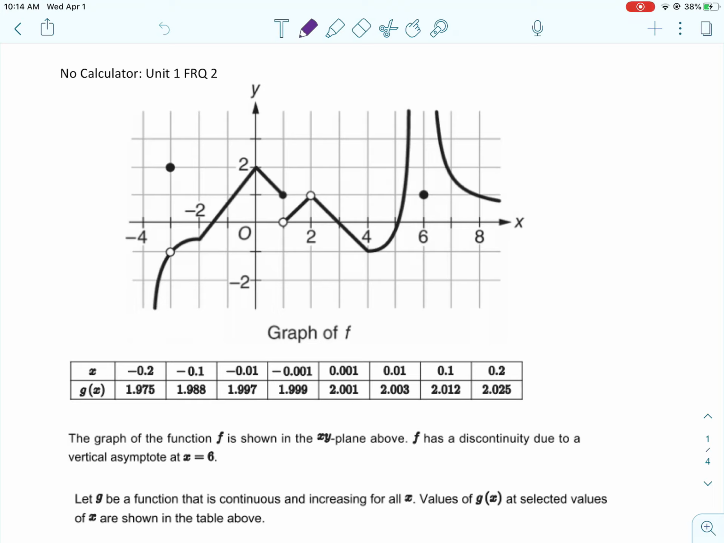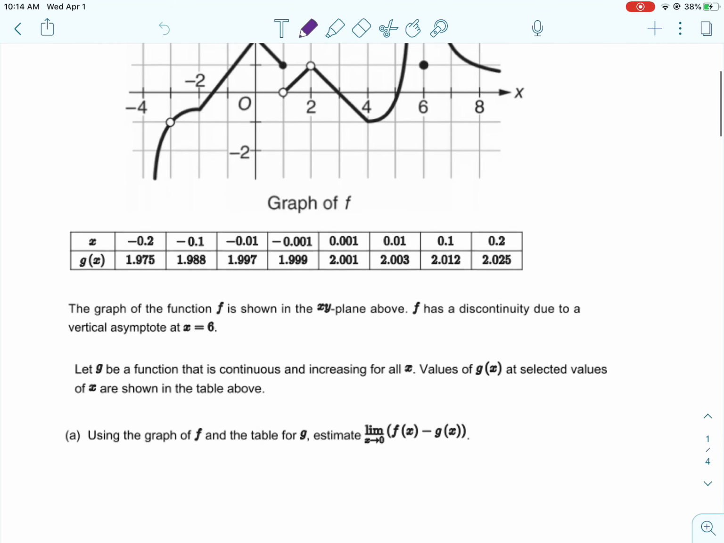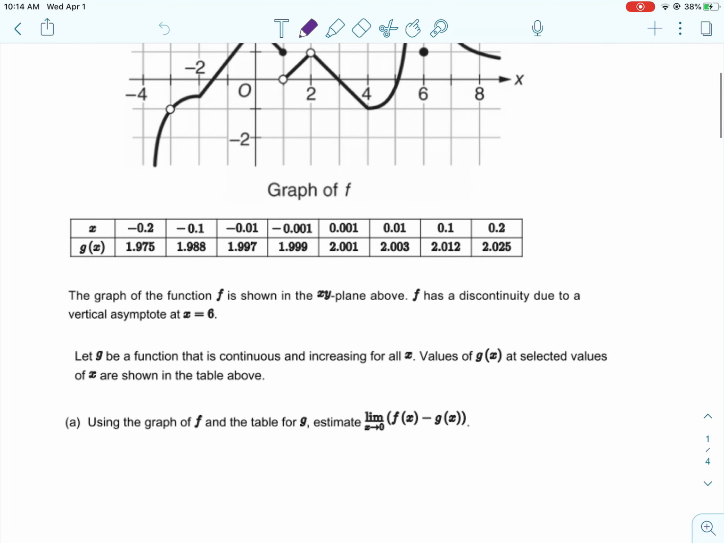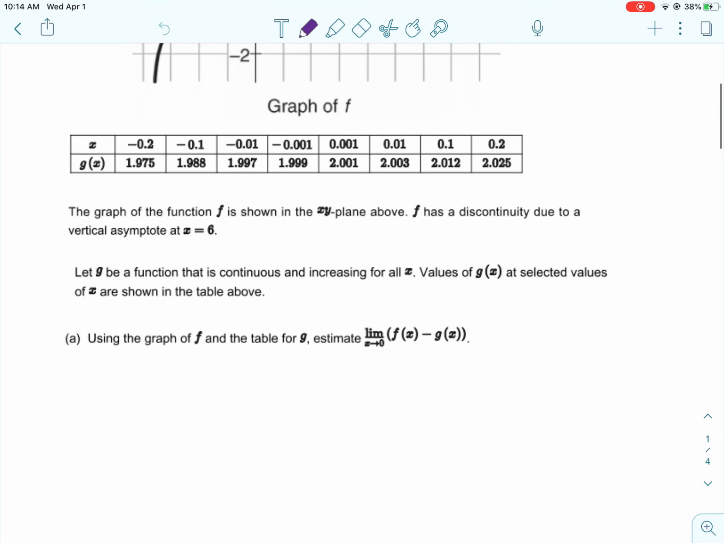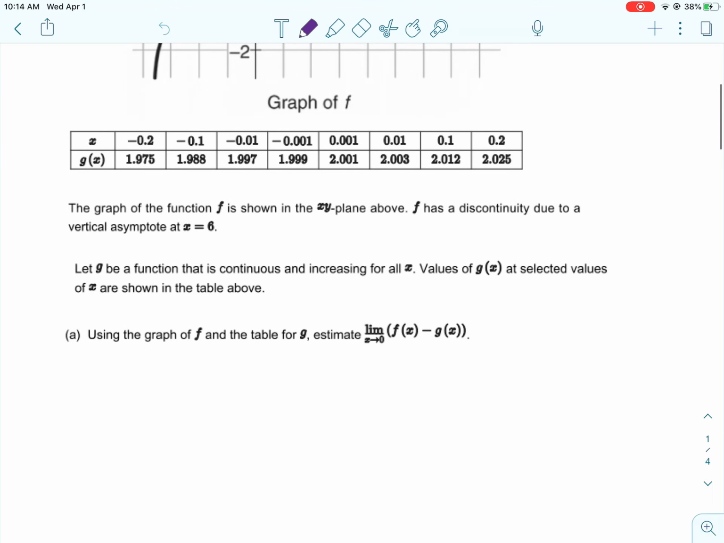This is the second free response question for Unit 1. So we have another problem that has a graphical representation and a tabular representation, and we're asked to do some different things with limits. So here we go. For the first part, we're going to use the graph and the table and estimate the limit as x approaches 0 of f of x minus g of x.